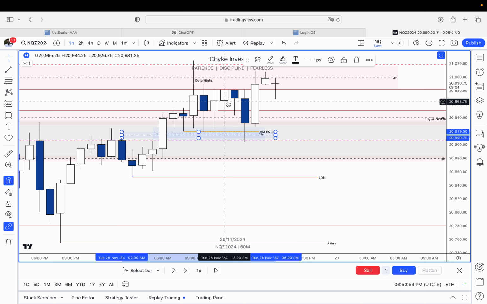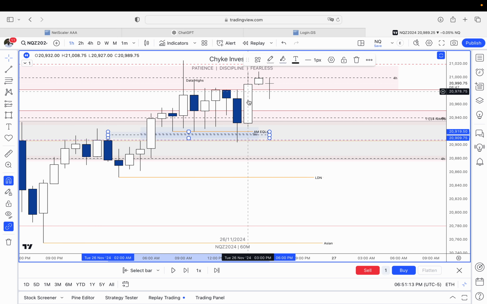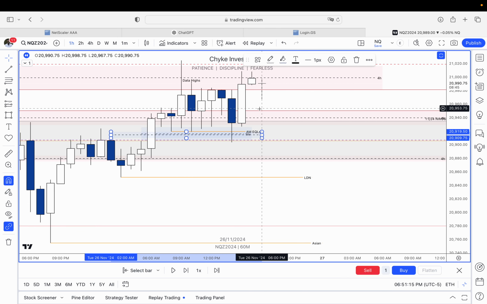So in the PM session, because we chopped around in the AM, you saw some movement where we took out all this liquidity below here first, coming into that 4 hour Fair Value Gap, also this 1 hour Fair Value Gap right here as well. And then price expanded the opposite direction, closing about the consequent encroachment of this 4 hour CIBI, creating a 1 hour bullish order block.